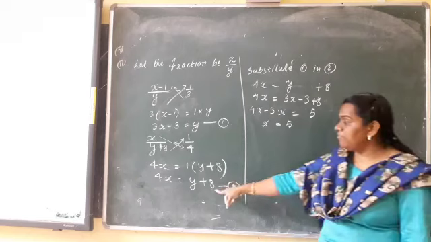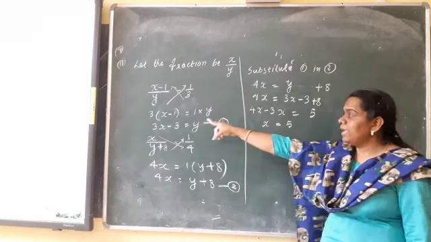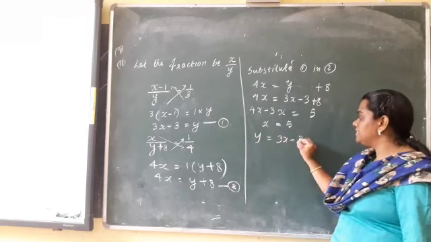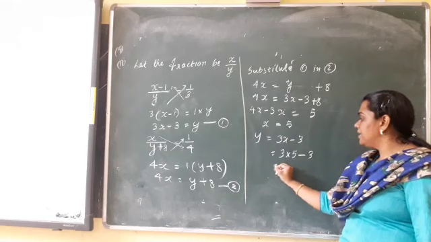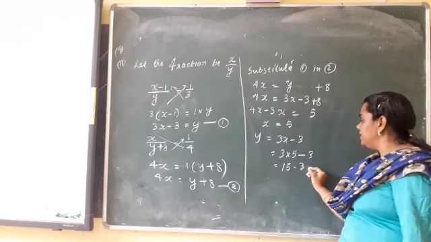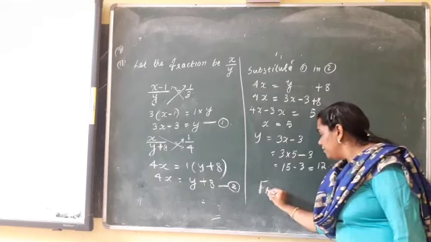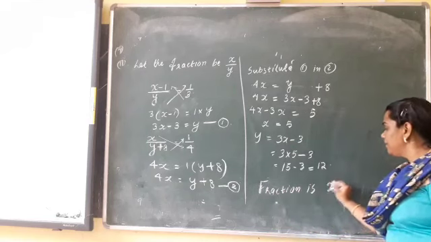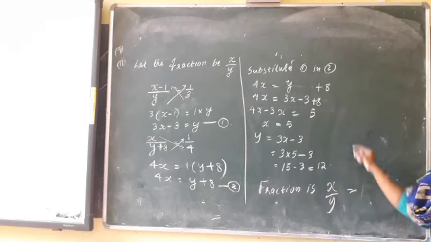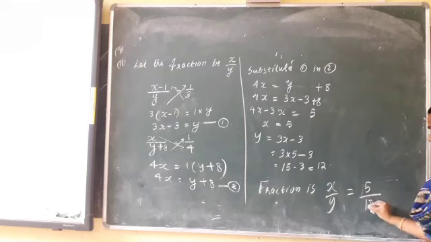And now let us find y. What is y? y is equal to 3 into x plus 1, or 3x minus 3. 3 into what is x? 5 minus 3. It is 15 minus 3. Answer is 12. So what is the fraction? Required fraction is x by y, no? x is 5. y is 12. Is it clear?